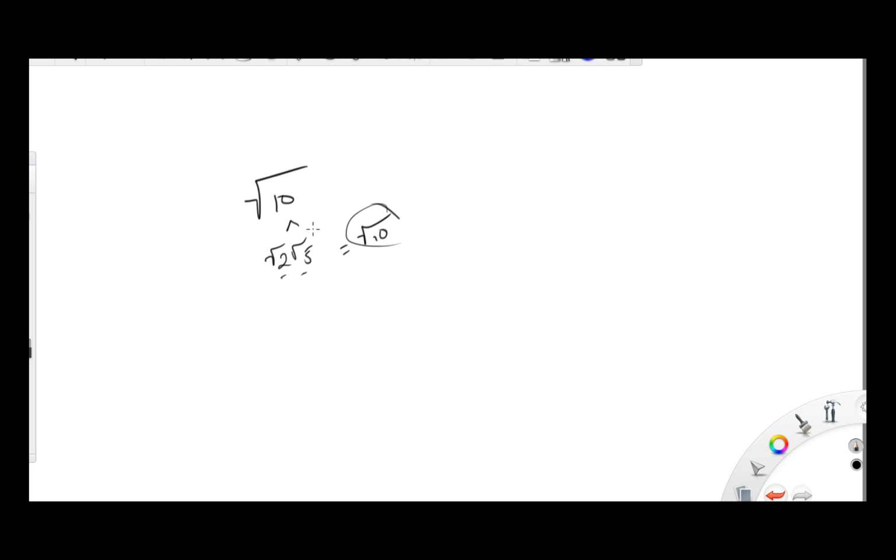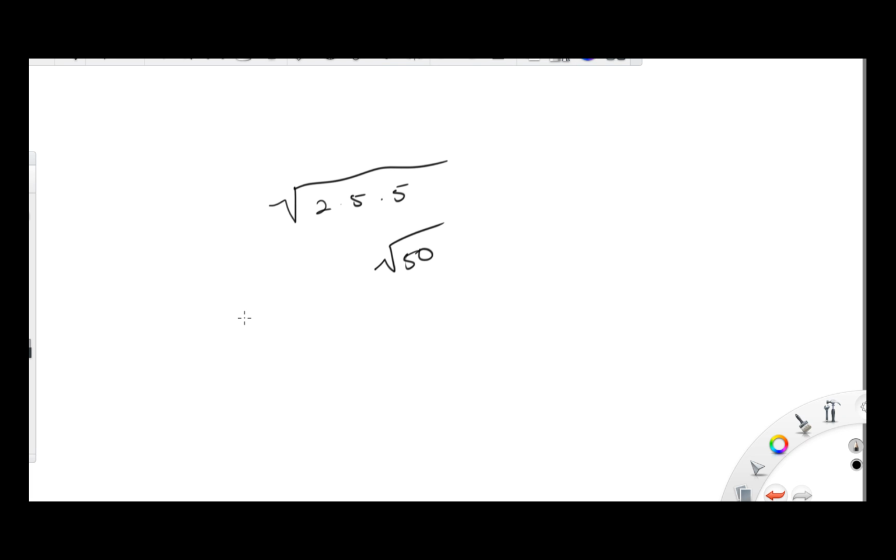Okay, so on the top of page 99, it says this theorem can be generalized to the product of any number of factors. We say that the square root of any product of positive factors can be written as the product of the square roots of the factors. So what does that mean? Well, they give you an example where they give you a square root of 2 times 5 times 5. Well, 5 times 5 is 25 times 2 is 50. So we could also write this the square root of 50.